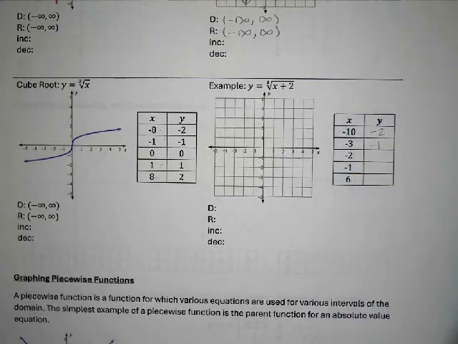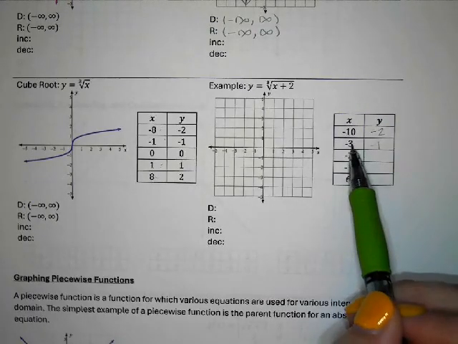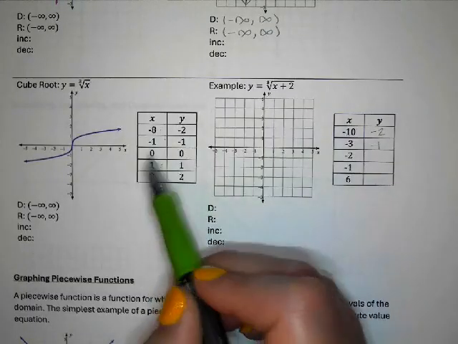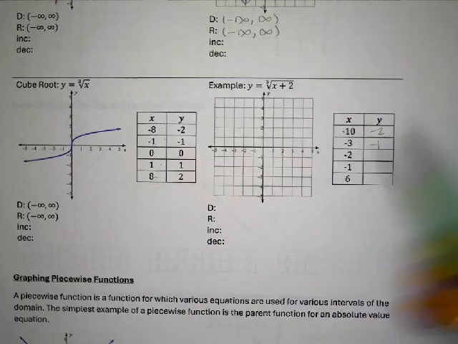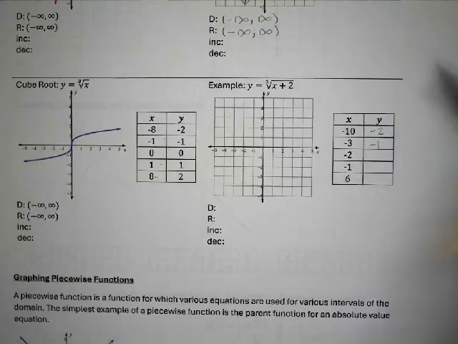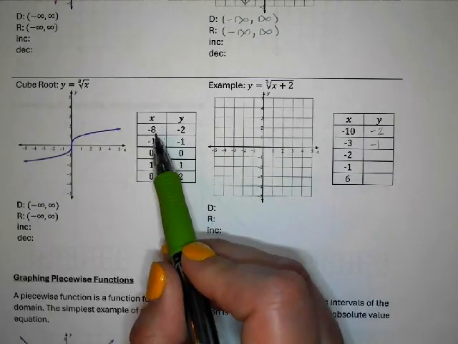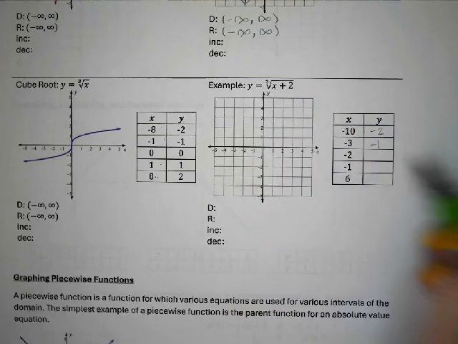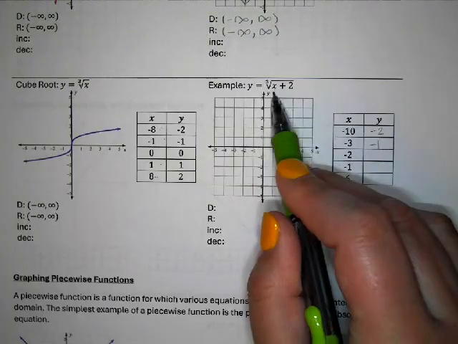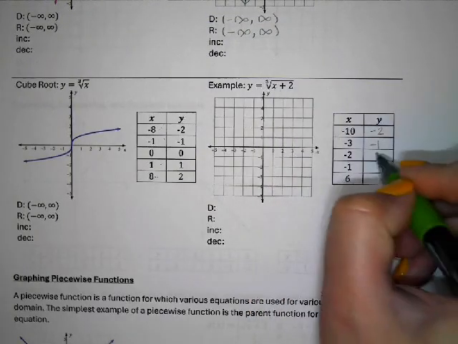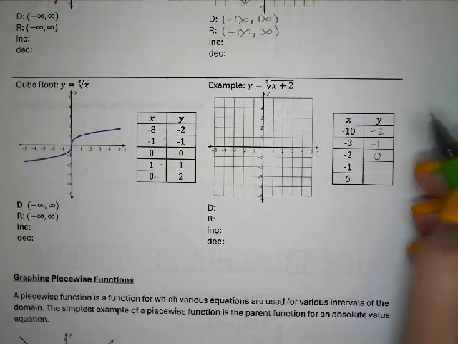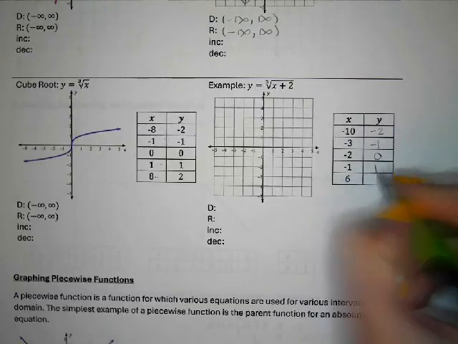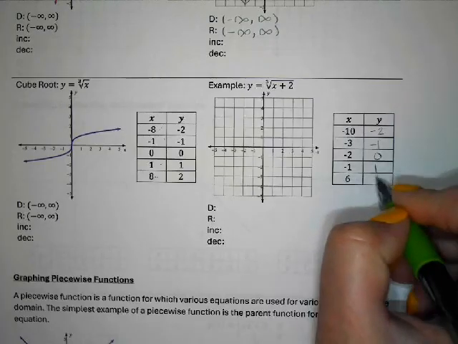So you can see that in this table, if you compare this table to this table, all the x coordinates are just 2 less. They've just subtracted 2 to account for the fact that we're going to be adding 2, and then getting a number that we can cube root. So -2 plus 2, the cube root of 0 is 0. -1 plus 2 is 1, the cube root of 1 is 1. 6 plus 2 is 8, the cube root of 8 is 2.